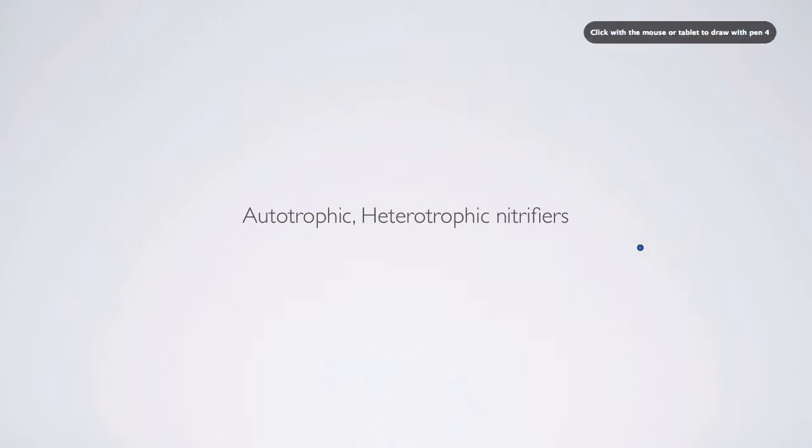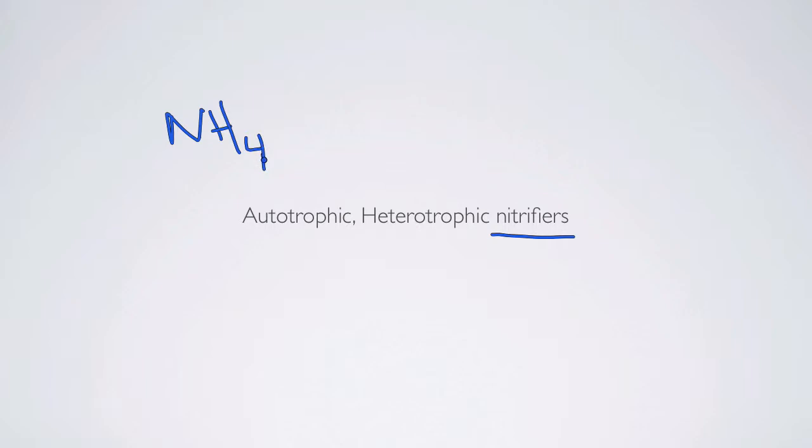As the nitrogen cycle progresses, amino acids are turned into ammonium and ammonium into nitrate. Now, if you go into the book, they'll tell you a little bit about the differences between autotrophic and heterotrophic nitrifiers. But it's important to know that there's a class of microbes that are nitrifiers that are primarily responsible for taking ammonium and turning it into nitrate.